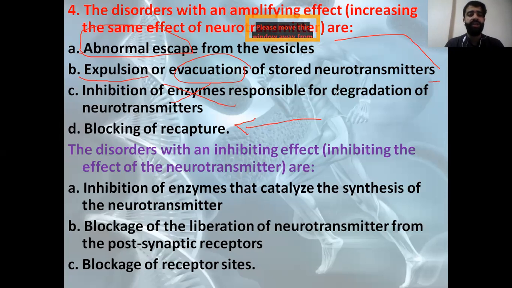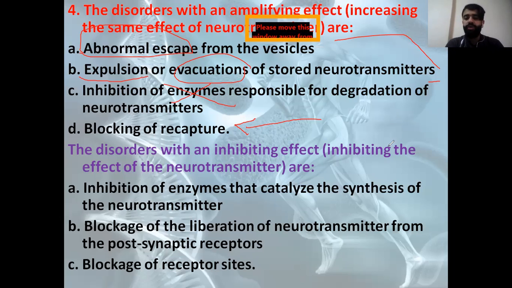So these disorders have an amplifying effect. What does this mean? They have a higher effect of the neurotransmitter. So the neurotransmitter will keep working, but it will work more than before, more than the normal. Why? Because we have such disorders. So these disorders help in the amplification of the effect of this neurotransmitter.